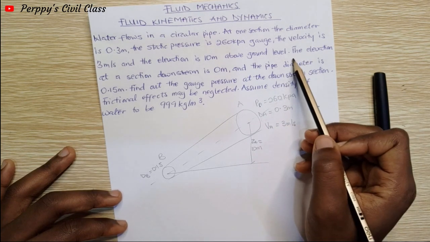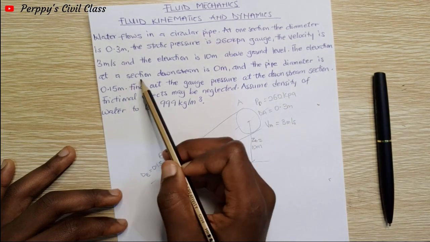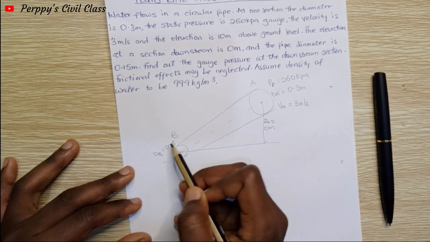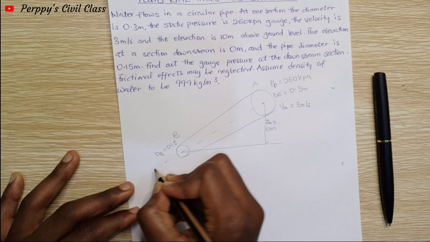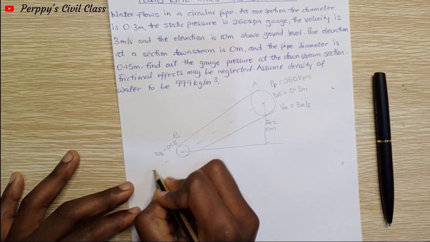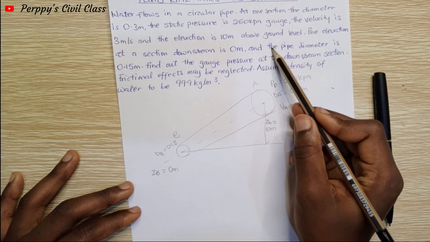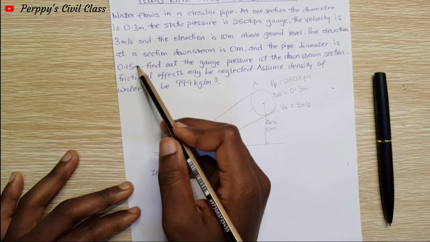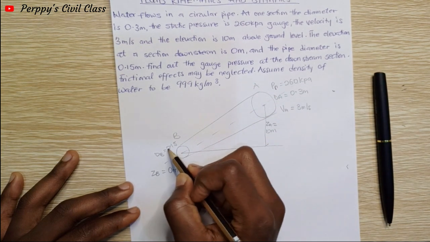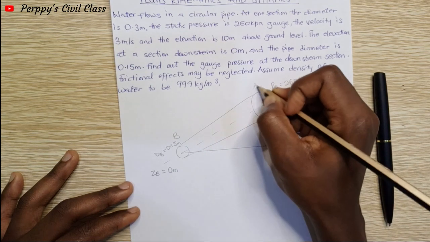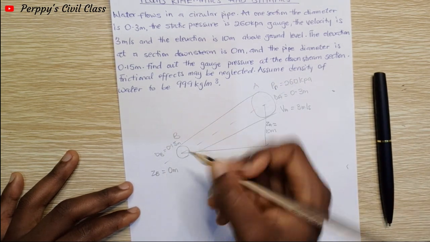And then the elevation at a section downstream. So downstream is the B part. We have 0 meters. So the elevation at B is equal to 0 meters. And the pipe diameter is 0.15. So diameter at B is 0.15 meters. This is section A and section B.